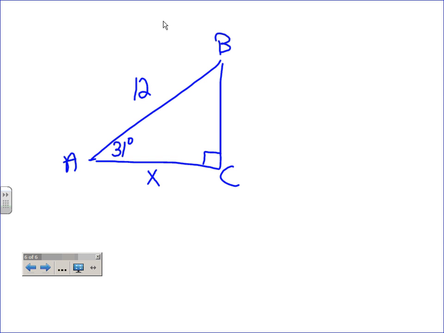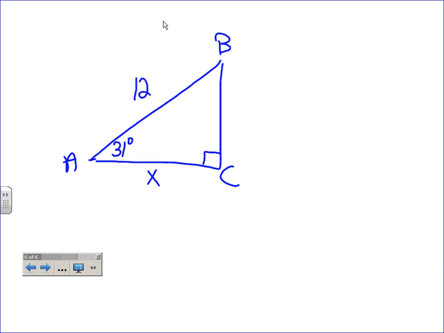Well, one thing you should know for sure is X has got to be less than 12. Right? Because it's the hypotenuse. It's got to be less than that. And so if we take a look, we've got 31 degrees. And so we actually have an angle. And let's focus on that angle because it's the one we've got.